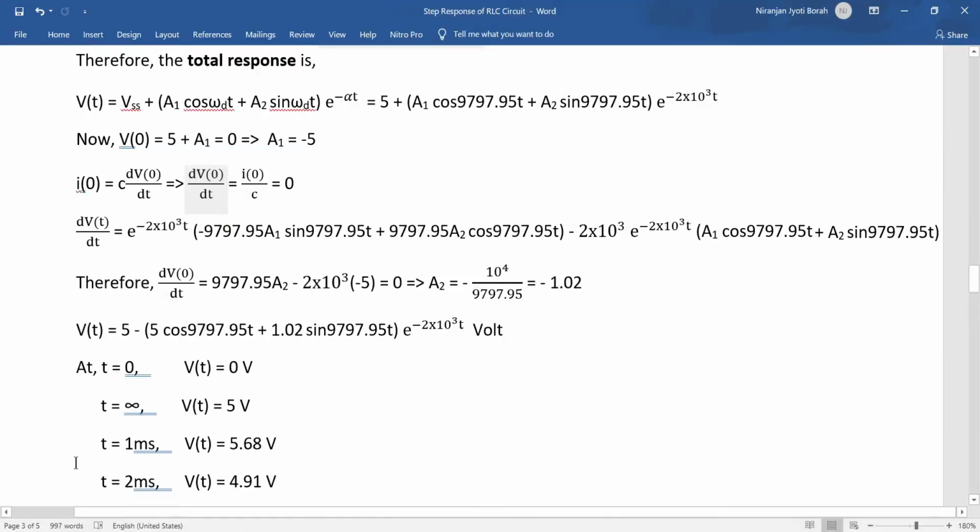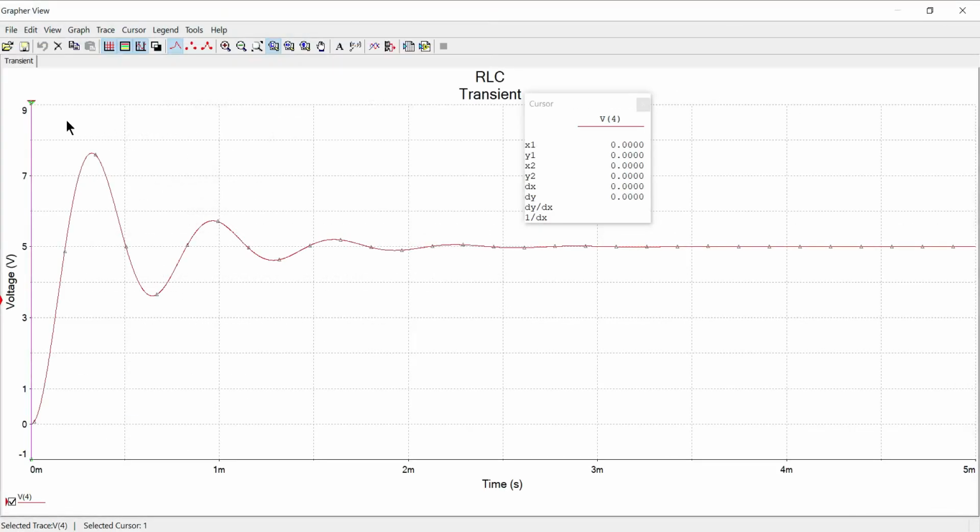Now let us verify the graph at t equals 1 millisecond and t equals 2 milliseconds respectively. If you set the cursor to 1 millisecond, you can see the corresponding value of v(t) is 5.68 volt, and when t equals 2 millisecond, v(t) is equal to 4.9 volt. So it matches with our theoretical result.